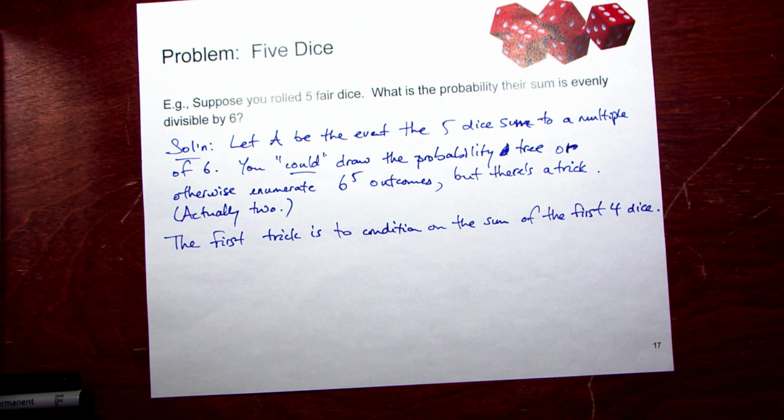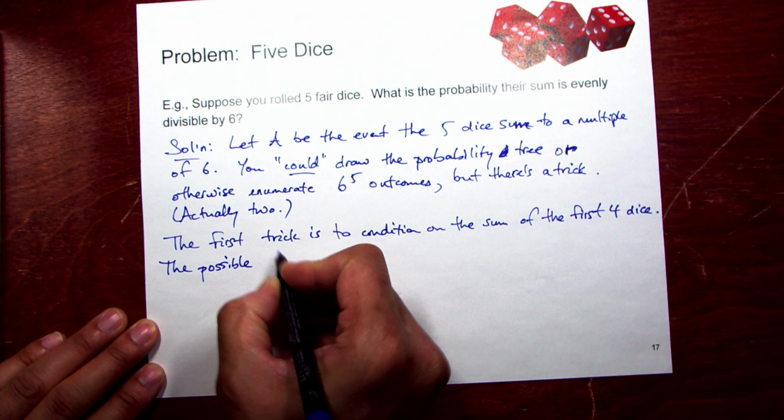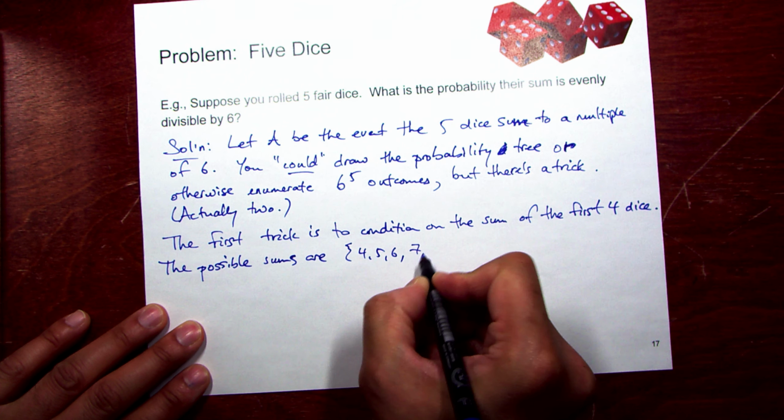What are the possible outcomes? Well, 4 dice can range anywhere between 4 and 24, right? 4 if it's all 1s, 24 if it's all 6s, and any integer in between. The possible sums: 4, 5, 6, ..., 23, 24.